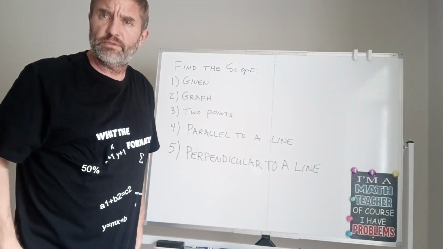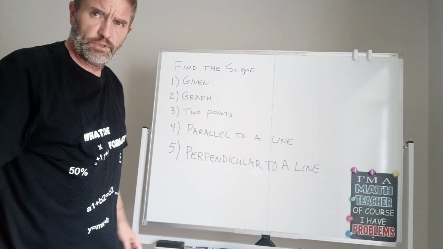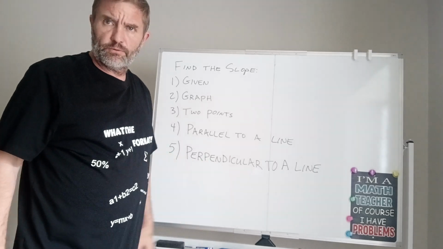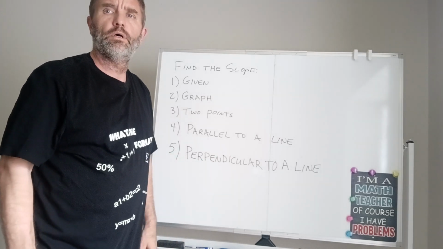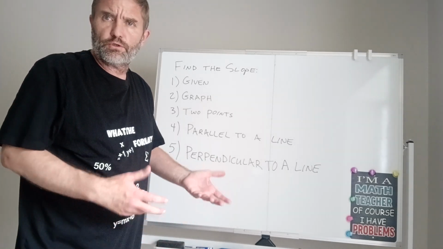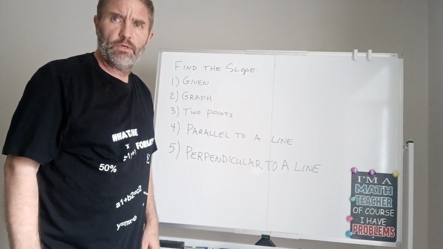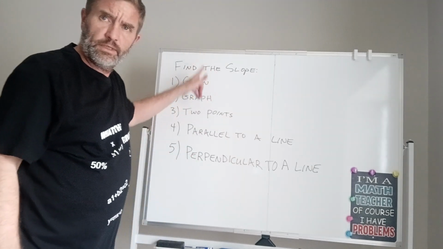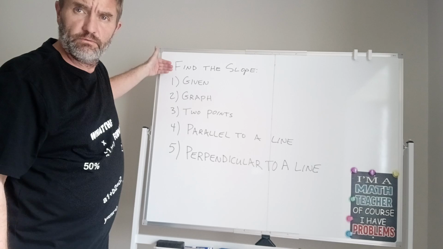It involves the derivative of a function. For those of you taking calculus, that's why you're finding the derivative. It's going to give you the slope of a line that's tangent to your curve at that particular x value. But for our Algebra 1 and Algebra 2 students, these are the 5 ways that you find the slope.